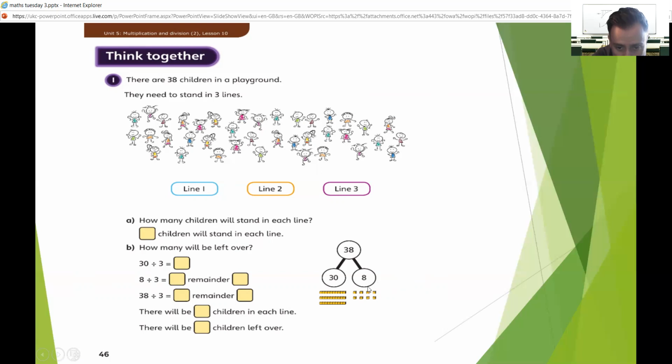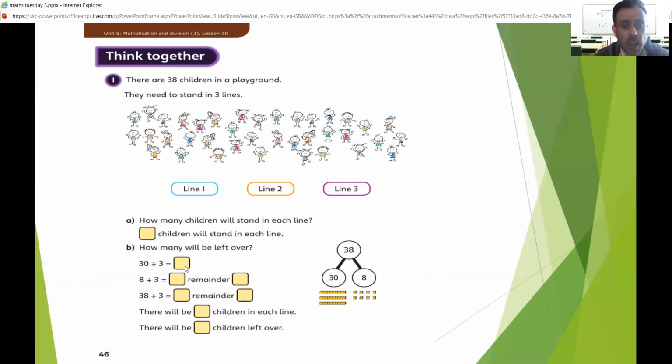So if I was able to circle these, I'd be able to circle that one, circle there, and then I'd have 2 left over. So the answer for 8 divided by 3 is 2, remainder 2. Okay.